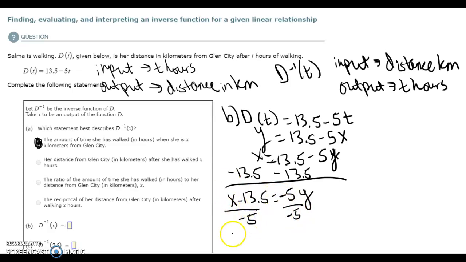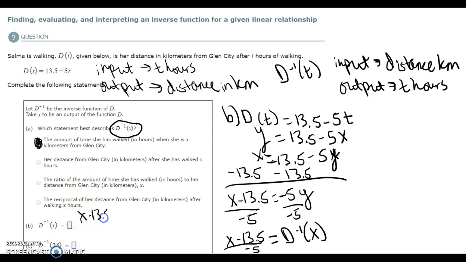So what I end up with is this expression. It doesn't equal y, it equals the inverse of d when our input is x, just like that told us. So the inverse of d down here would be x minus 13.5 over negative 5.